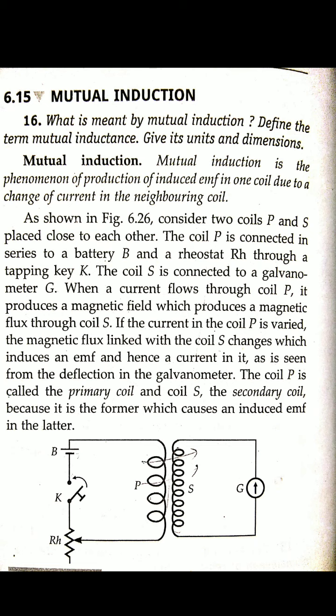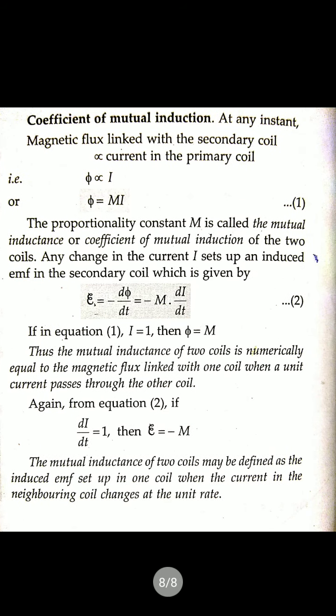So whenever the current changes in the P coil, the magnetic flux linked with this coil also changes, and due to this change, an EMF is induced in the secondary coil, and that's why current is also induced, and the galvanometer gives us a deflection. We get a deflection in the galvanometer. This is called mutual induction.